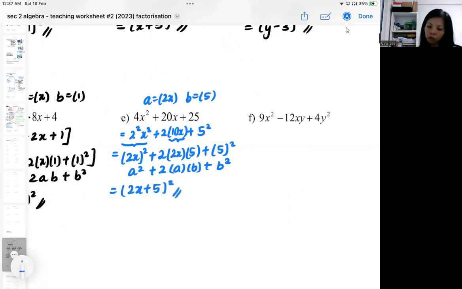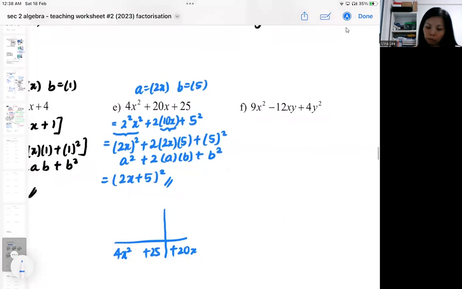If you find this challenging, never mind. You go for your cross factorize or your multiplication frame. You will still get back the same answer. So you can give it a try.